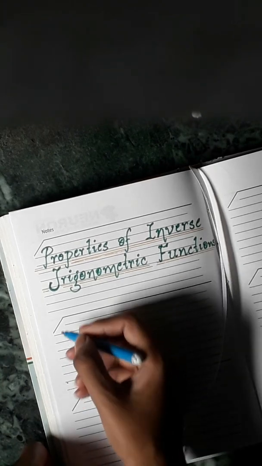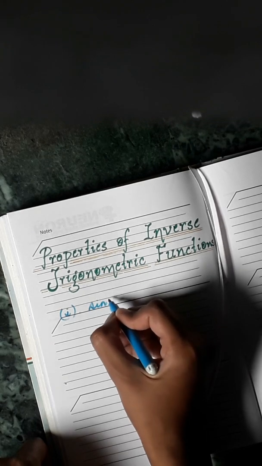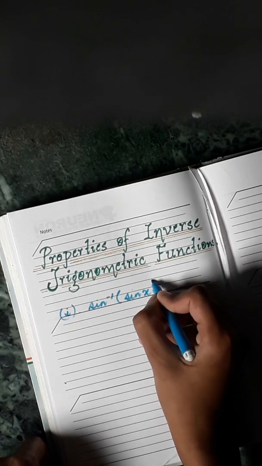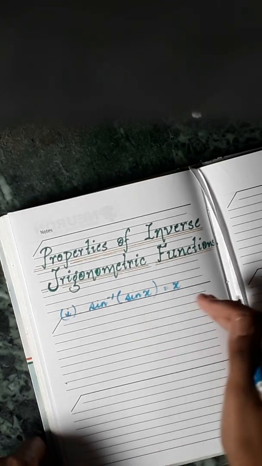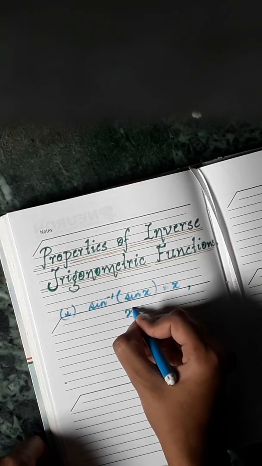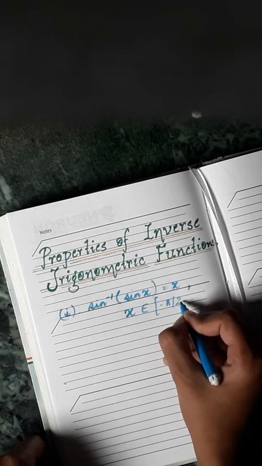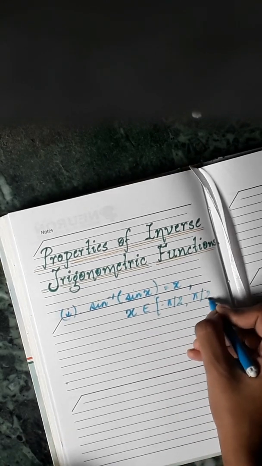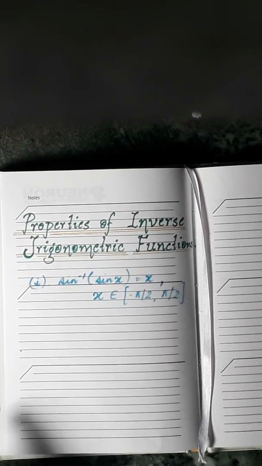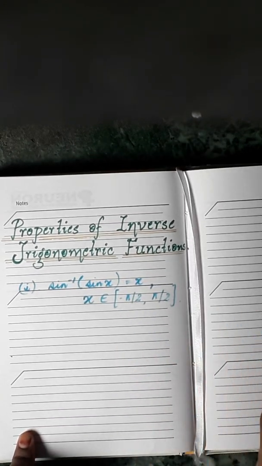For example, let's consider the first property, which is sine inverse sine x is equal to x. This much is given, and after this what is given here? We have x belongs to minus pi by 2 to plus pi by 2.